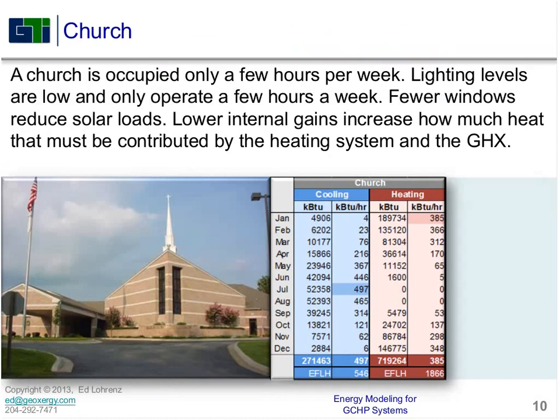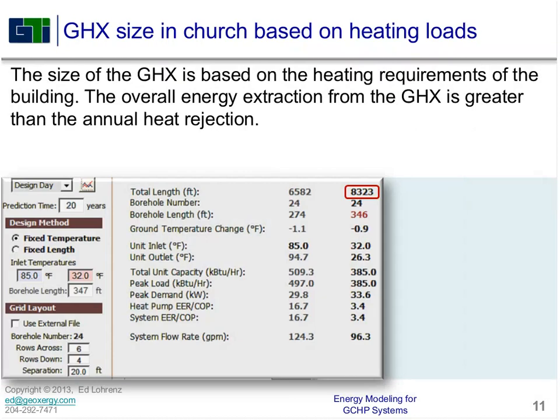So if we look at the church, again, remember that each of the peak loads on each of these buildings is identical. The church is typically used only a few hours during the week. Lighting levels are typically fairly low. There's not much going on in the building, and often not a lot of windows. Low internal gains, and in this case, with the ground-up design software, we're looking at requiring about 8,300 feet of drilling to meet the heating loads of the building, and we can easily meet the cooling loads with about 6,600 feet of drilling.